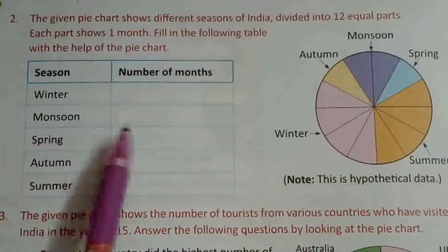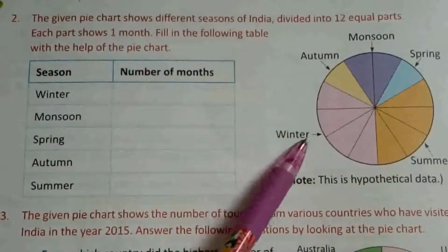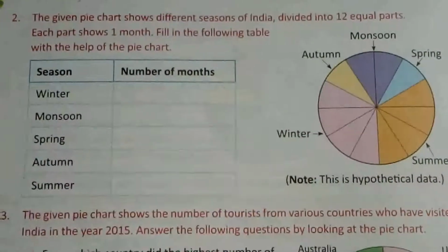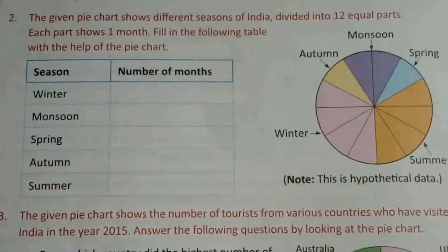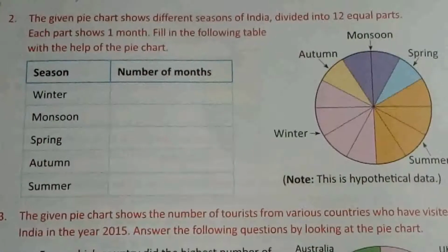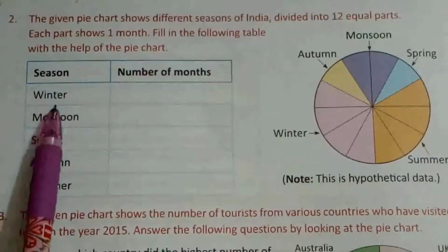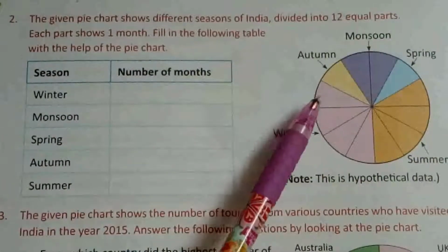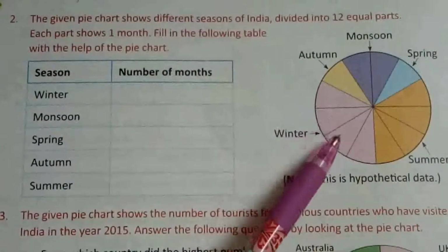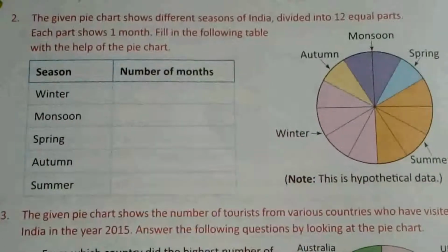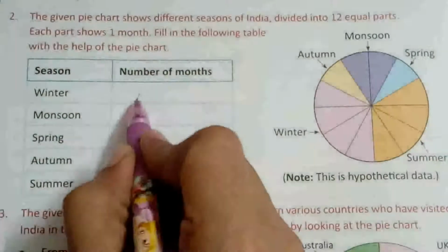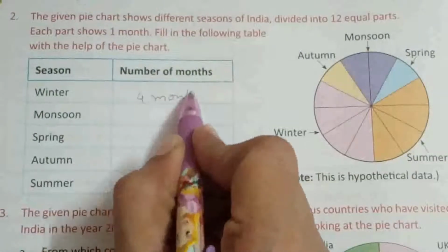Here the question is already given. Each part shows 1 month. So in total there are 12 parts. It means 12 months. So here we will see winter. In winter, how many months are there in total? 1, 2, 3 and total 4. So I will write here 4 months.